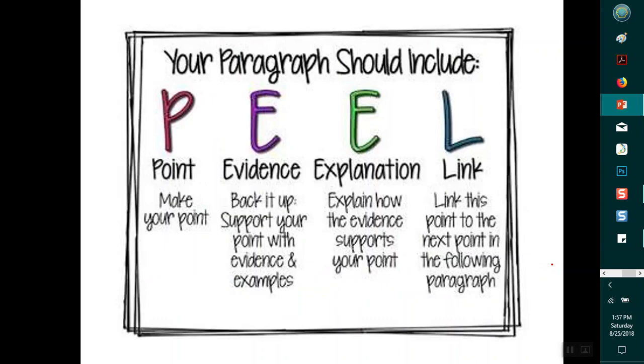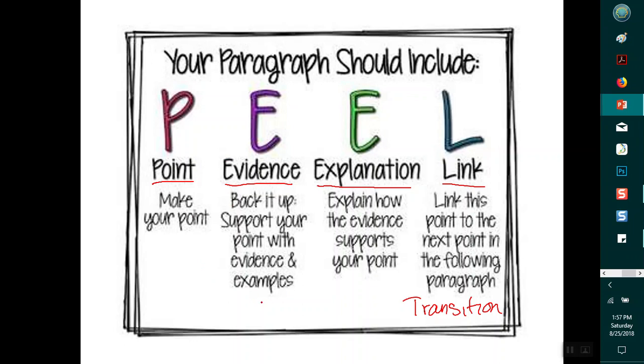So your paragraph should include these things, and I talked about this last time in the rhetorical analysis example. First, you make your point, you give your evidence, you have an explanation or analysis for that evidence, and then you link, or sometimes this is called a transition, to your next point. You need to have this in your paragraphs.